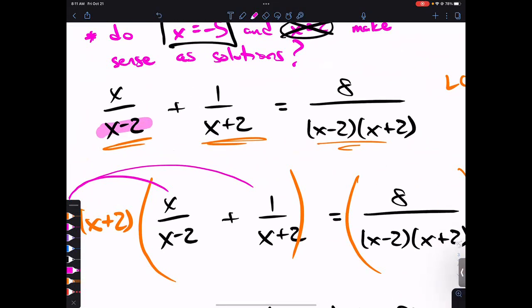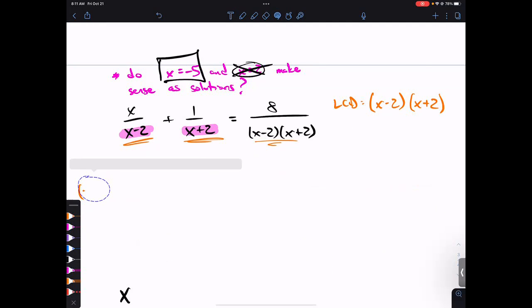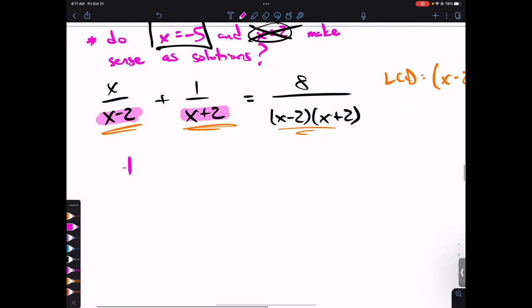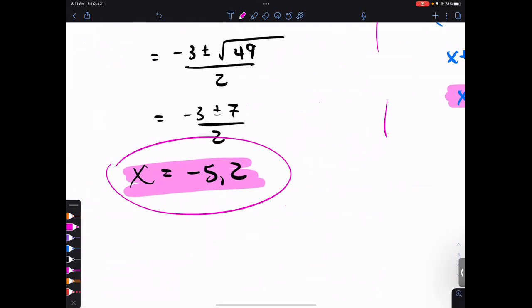maybe even off to the side somewhere, make yourself a note that x can't be 2 or -2, right? Because if x is 2, you get 0 in the denominator here. If it's -2, you get 0 in the denominator here. If it's either of them, that one is 0. Those are a problem. So when I work through everything and get down to my solutions, I need to check these to make sure they make sense.